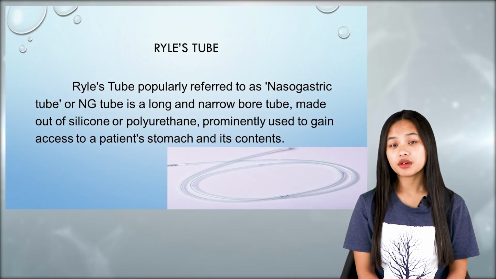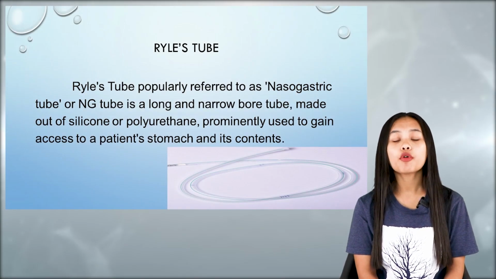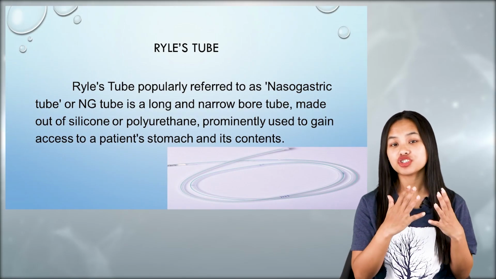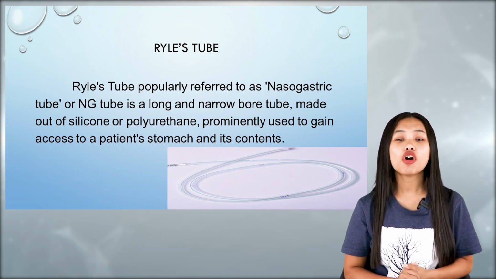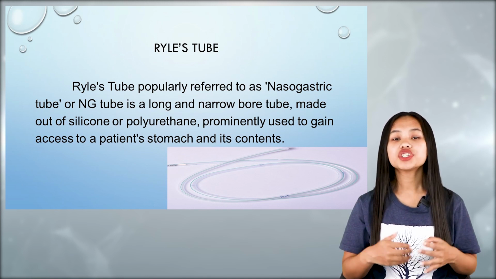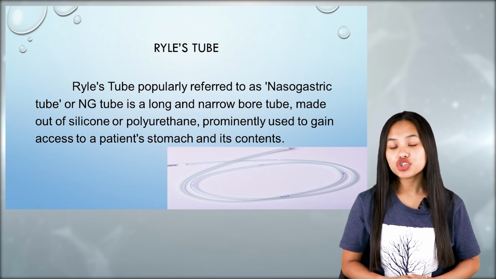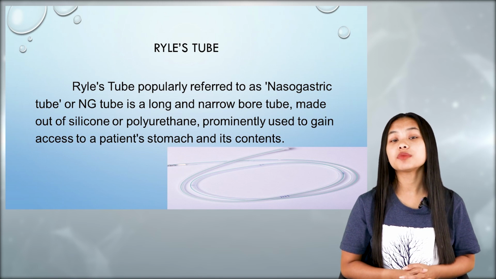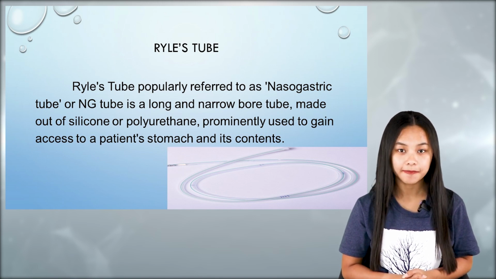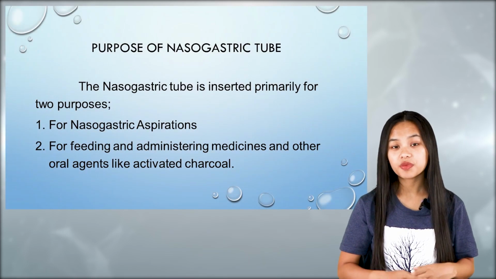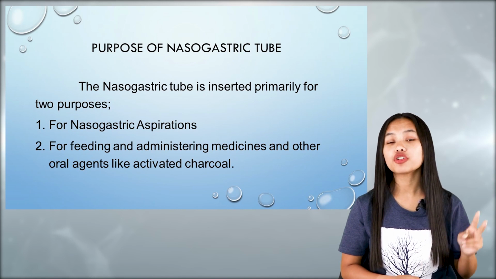Now let us discuss the Ryle's tube. This Ryle's tube, popularly known as the nasogastric tube or the NG tube, is a long and narrow bore tube which is made up of silicone or polyurethane and is prominently used in order to gain access to the patient's stomach and its content. This nasogastric tube is mainly used for the treatment of stroke patients with dysphagia or even for the treatment of patients on ventilators. This nasogastric tube is inserted primarily for 2 purposes.